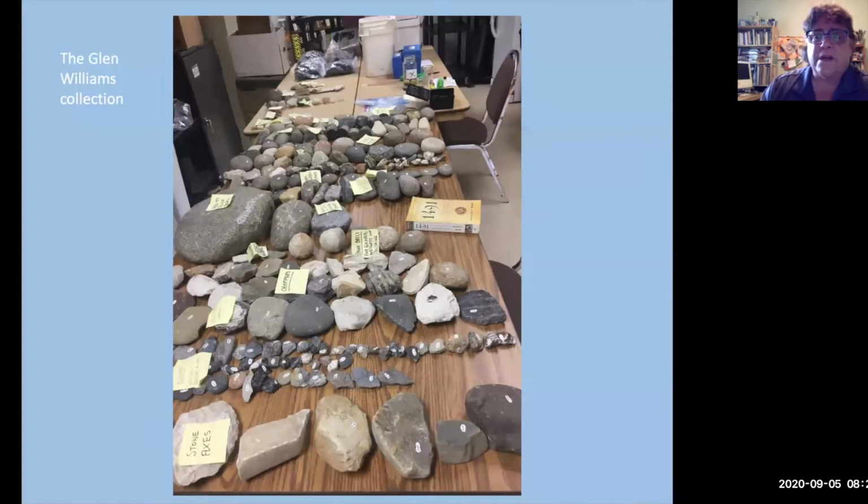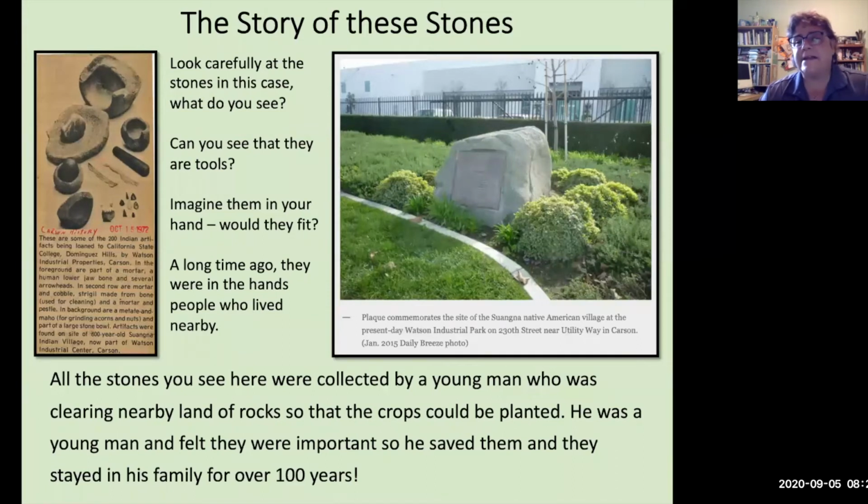Glenn Williams is a gentleman who was a really good friend of mine, and he came to the Madrona Marsh Preserve, and he brought me boxes and boxes of rocks and bags. There's hundreds and hundreds of rocks right in there. He had them in his family for about 100 years before they came to the Madrona Marsh. Because of that collection, we made an exhibit.